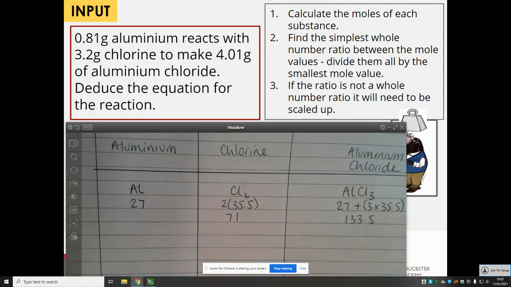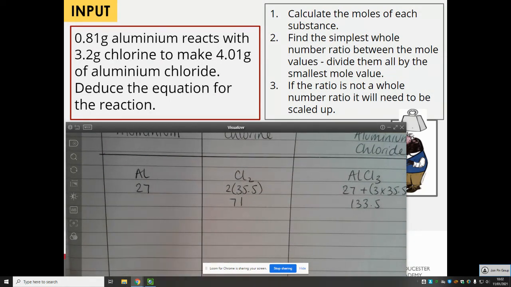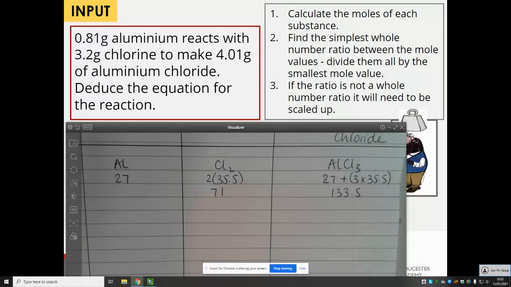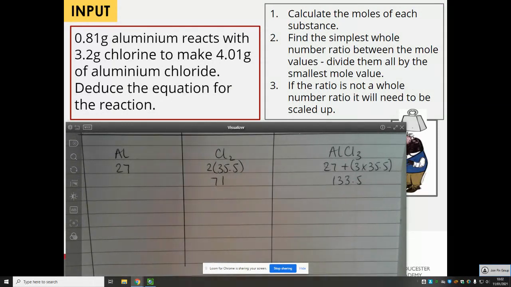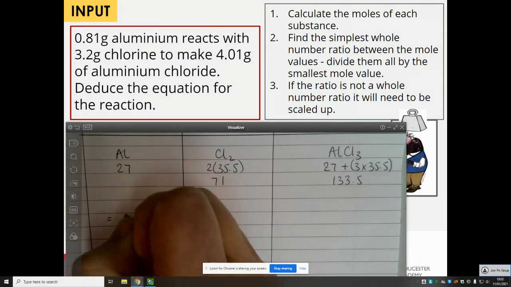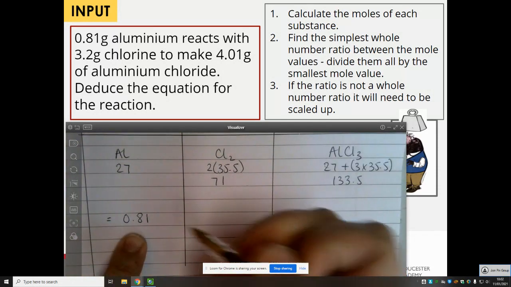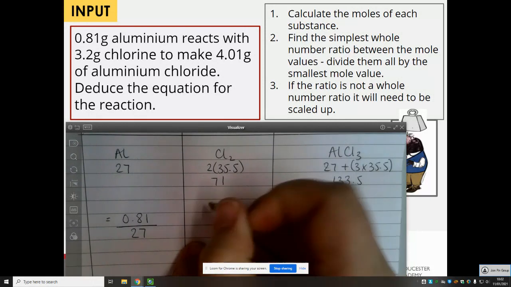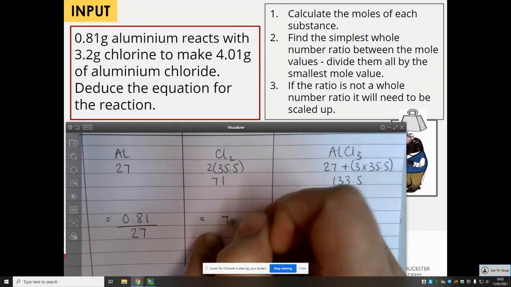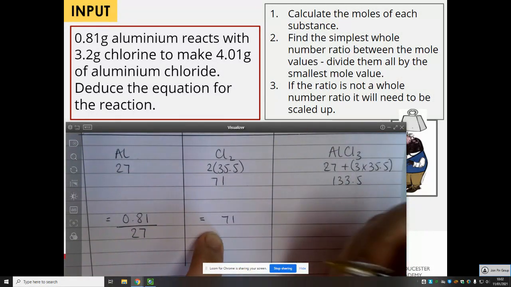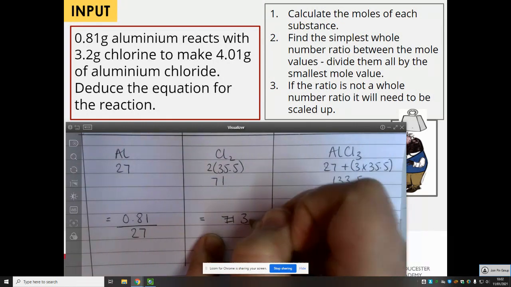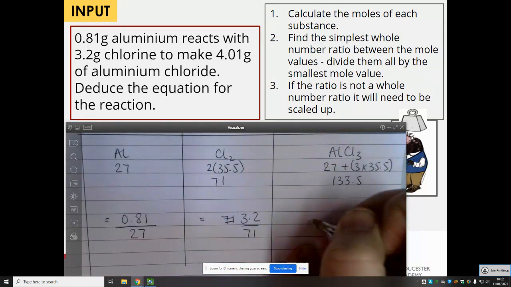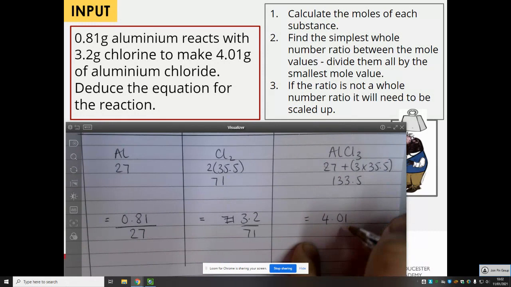Having worked those out, I'm now going to use moles equals mass over Mr. So the aluminium, I've got 0.81, that's my mass in grams, over my Mr, which is 27. And actually, I would like to just put all these in. 3.2 divided by 71, and then 4.01 divided by 133.5.